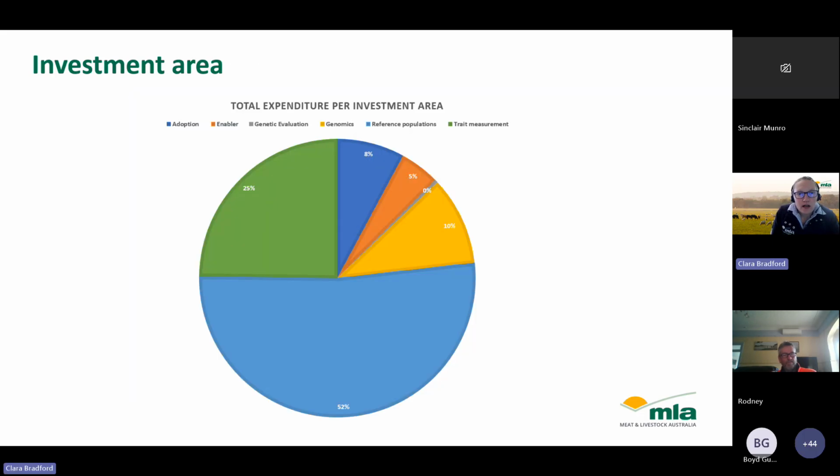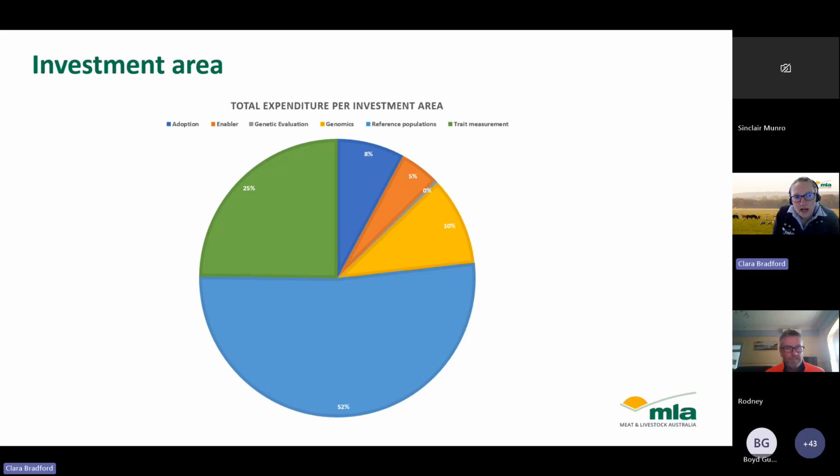So the NLGC has been operating since 2016, and we've run 5 project calls since then. And this is a breakdown of the type of investments that we've actually pursued through the NLGC. Now, the biggest box here is our reference population. So it takes up a large proportion of MLA's genetics portfolio.